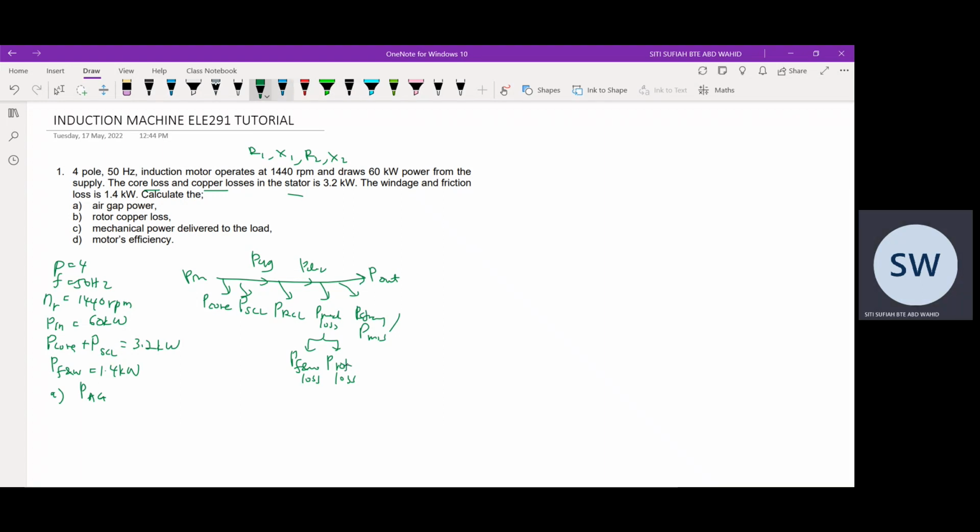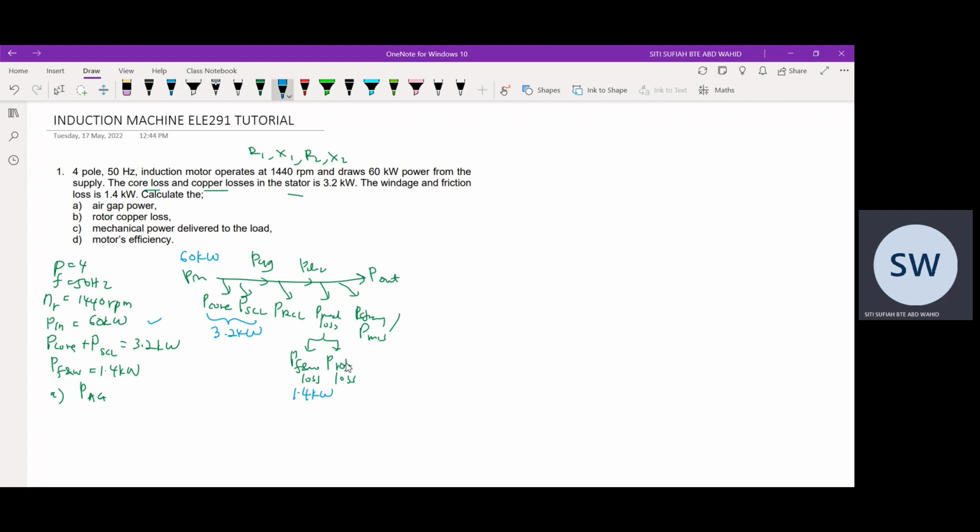Label whatever is given in the question. Okay. Looks like you have P in here, so label it 60 kilowatt. P core plus PSCL means these two is 3.2 kilowatt. Friction and windage is 1.4 kilowatt.